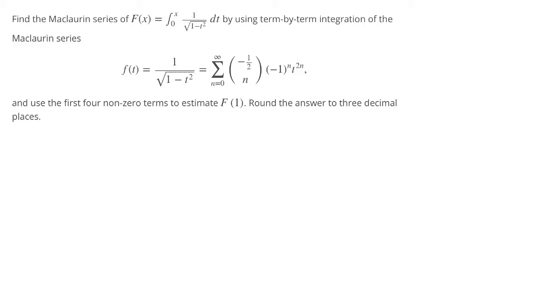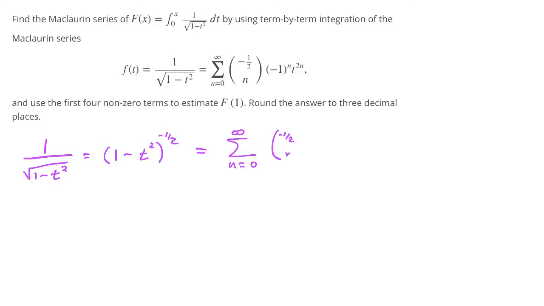We first look at the integrand of our function. We see 1 over the square root of 1 minus t squared, which is 1 minus t squared to the negative 1/2 power. That tells us we can do a binomial series expansion: the sum from n equals 0 to infinity of negative 1/2 choose n, and then inside we're plugging in negative t squared to the n power.